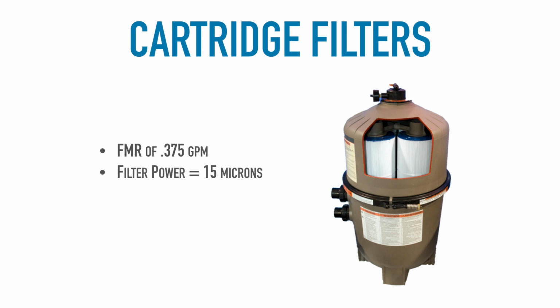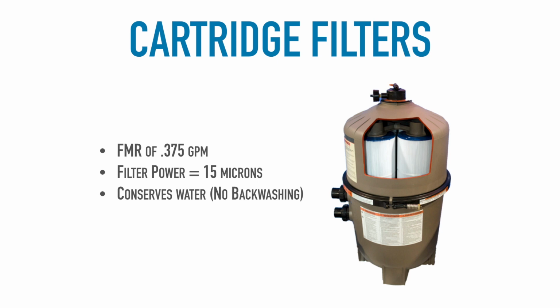But the thing that's really nice about these filters is that they filter down to 15 microns. They are really, really powerful. Now, the biggest sales point on these is that they conserve water. If I were you, I would write down that a cartridge filter uses the least amount of water to clean. The reason why is because we don't backwash these like we do our sand filters.